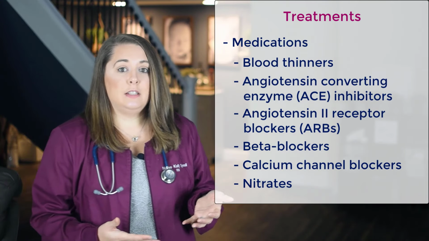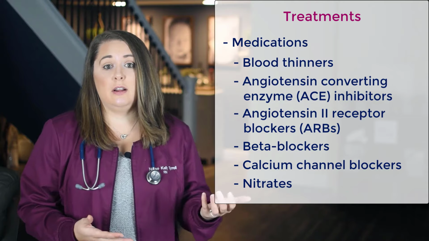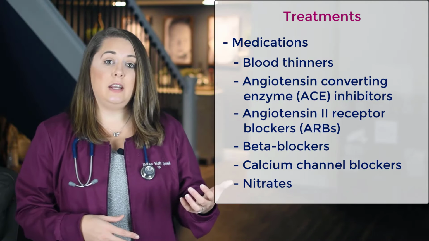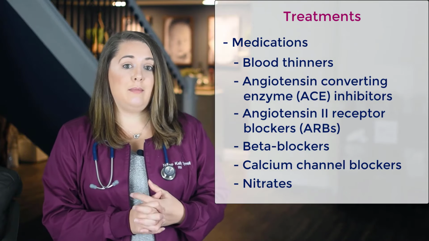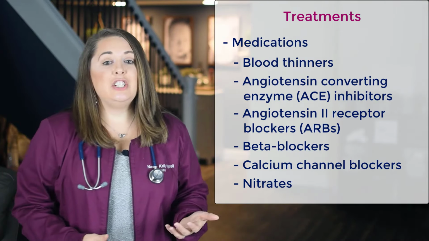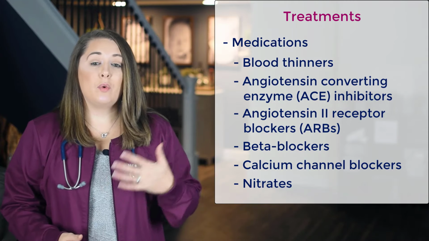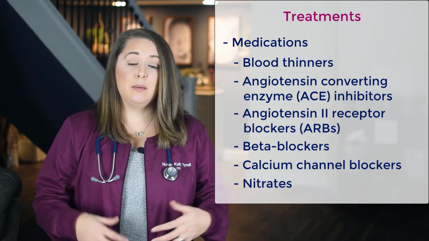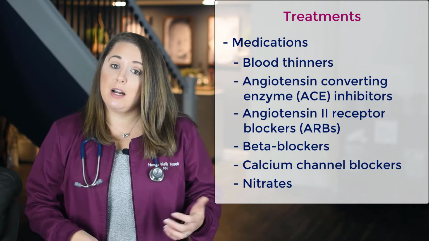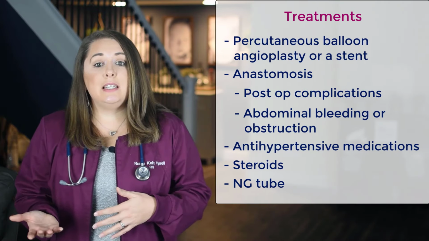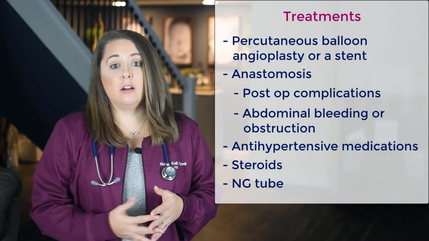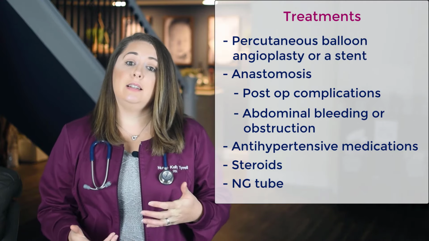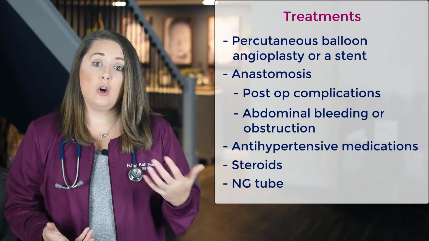As far as treatments, infants are going to be medically treated until they are strong enough to handle surgery. So you're going to treat these patients like you would treat an adult who has left-sided heart failure, including administering medications like blood thinners, angiotensin converting enzyme or ACE inhibitors, angiotensin II receptor blockers or ARBs, beta blockers, calcium channel blockers, and also nitrates. So once these patients are stable enough to handle surgery, they're going to receive a percutaneous balloon angioplasty or a stent to keep the descending aorta fully open.